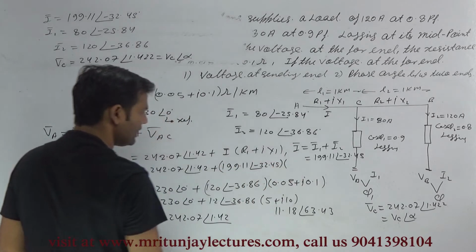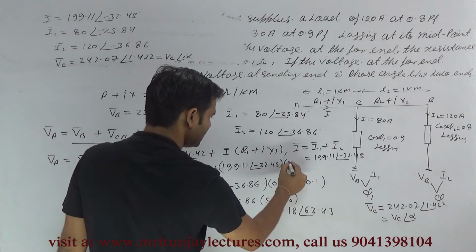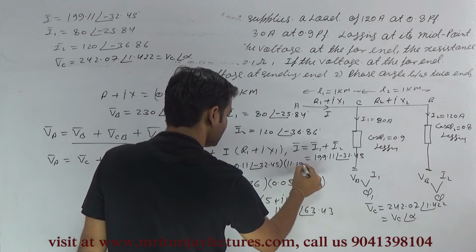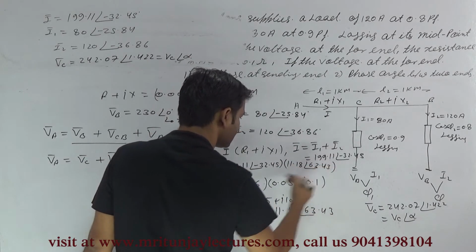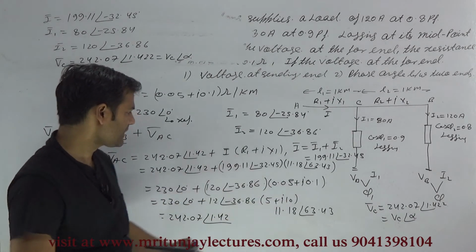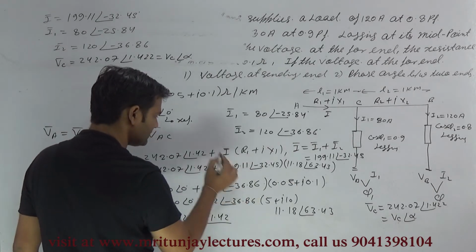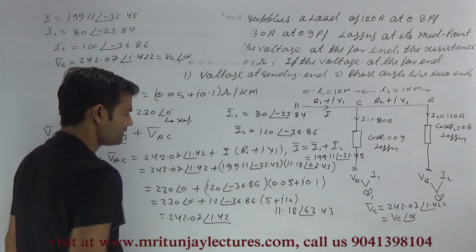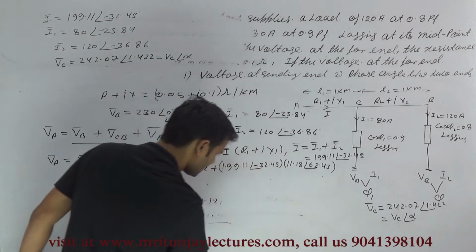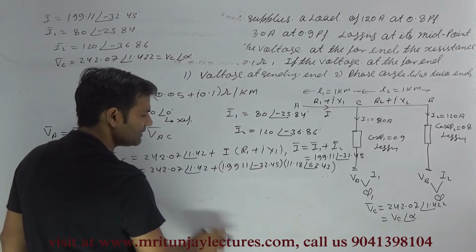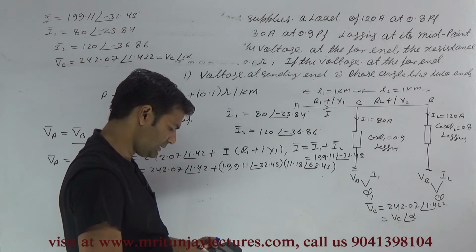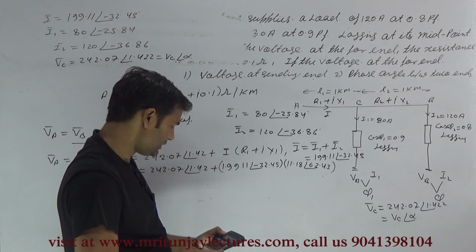Okay, into R plus jX. It is also written as 1 kilometer, so you can directly write it as 11.18 at the angle 63.43. Clear? Simply multiply by 100, like this one after that. Now with the help of a calculator you can determine it, that is 1.99 at the angle minus 32.45.